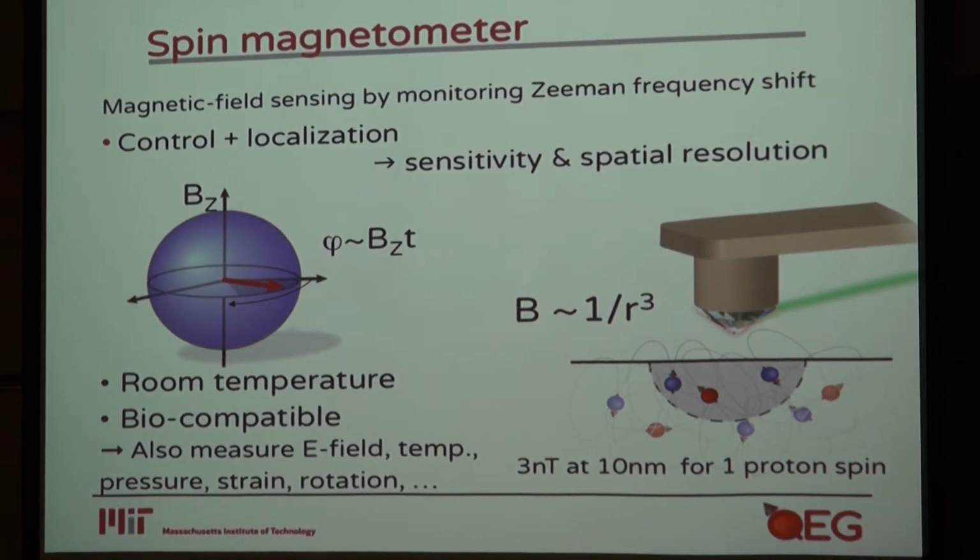The main advantage of NV center magnetometers is that really they can be miniaturized. So what you can do is to bring your NV centers or your diamond very close to the source of the magnetic field itself.